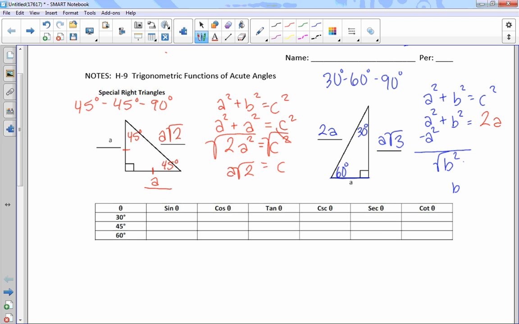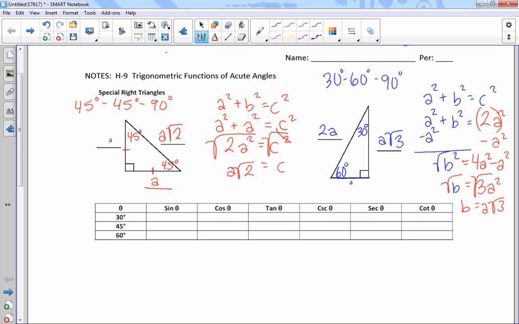Everyone follow that? That's 2A squared, yes. But 2A squared is really 4A squared, because we have to square the 2, and we have to square the A, so 4A squared. If we subtract off the A squared, we get 3A squared. If you take the square root, that's how we get A root 3.